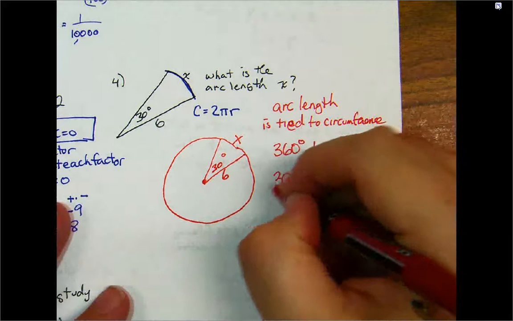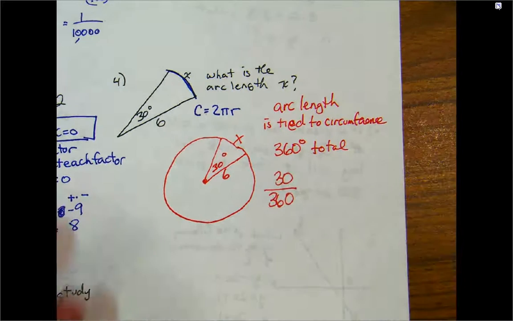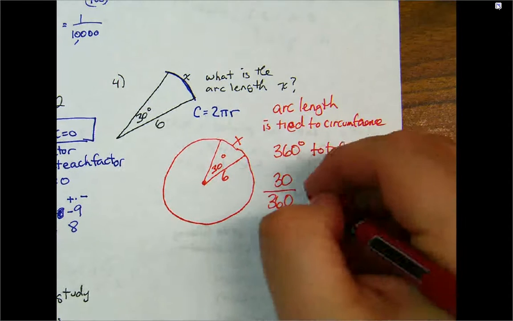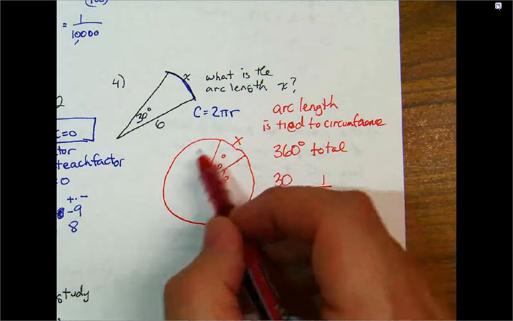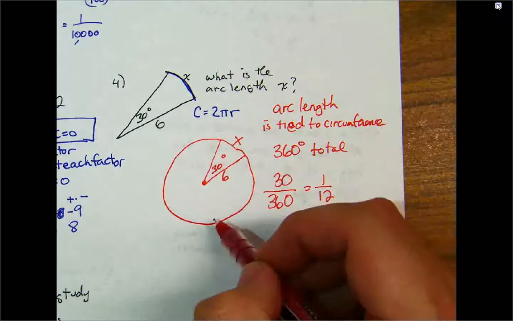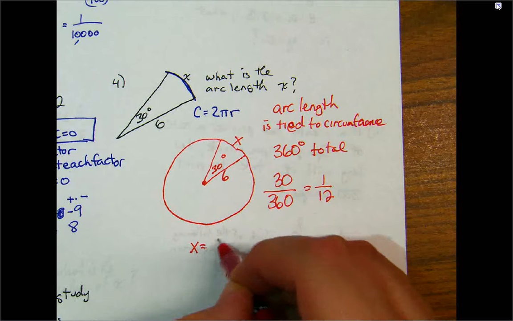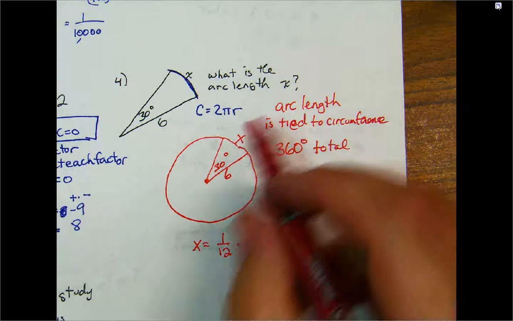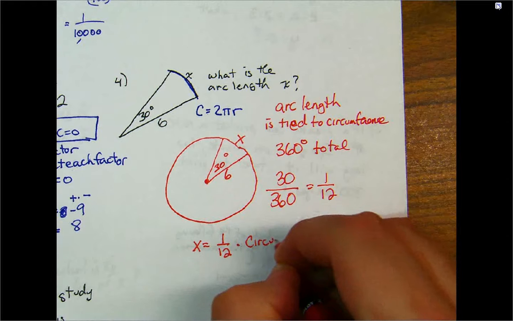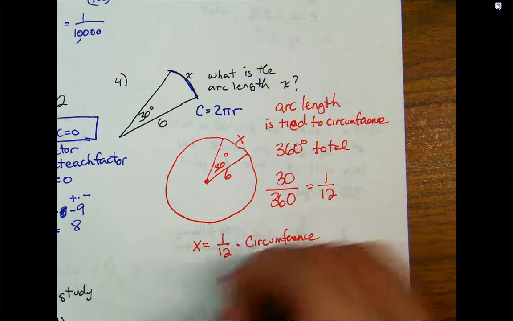Take 30 divided by 360, and that tells you how much: 1 over 12. So this is 1/12 of the entire circle, the length of the circle. So x is going to be equal to 1/12 times the entire circumference, which would be 1/12 times 2 times pi times 6.